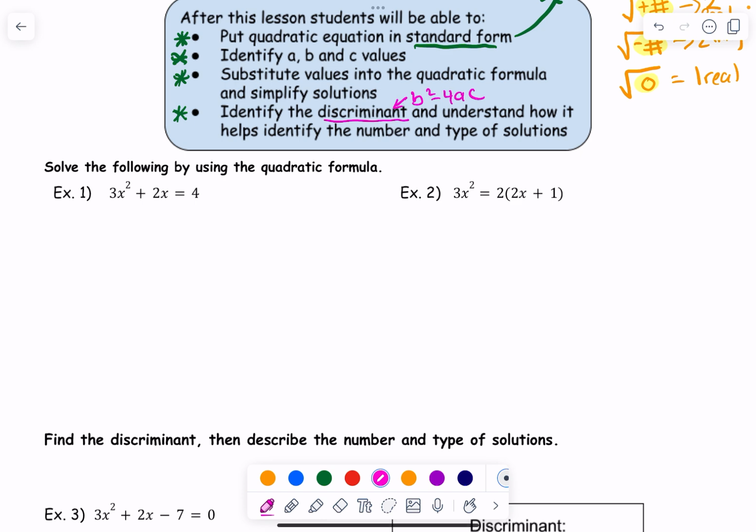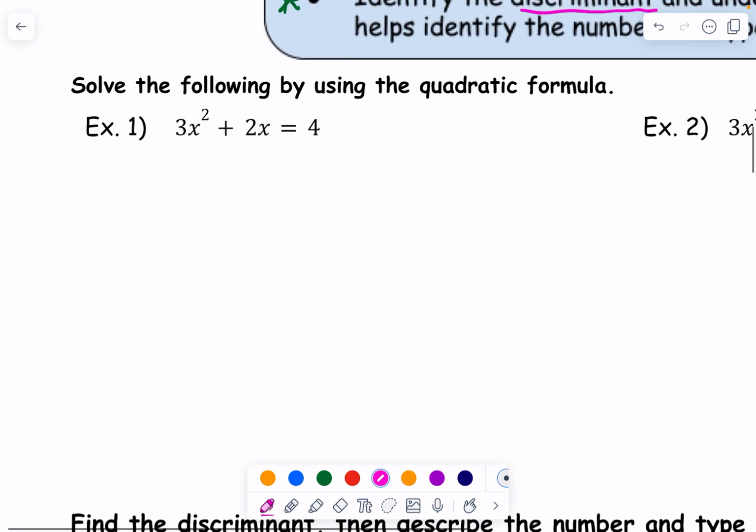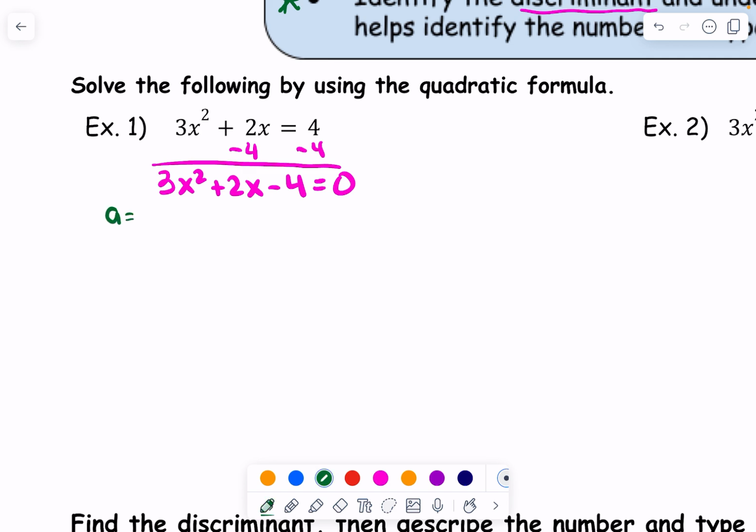So we're going to start by solving this by quadratic formula. But we have to have 0 on one side, otherwise it's not in standard form. So 3x squared plus 2x minus 4 is equal to 0. So we've got 0 on one side. The next thing we're going to do is identify our a, our b, and our c.